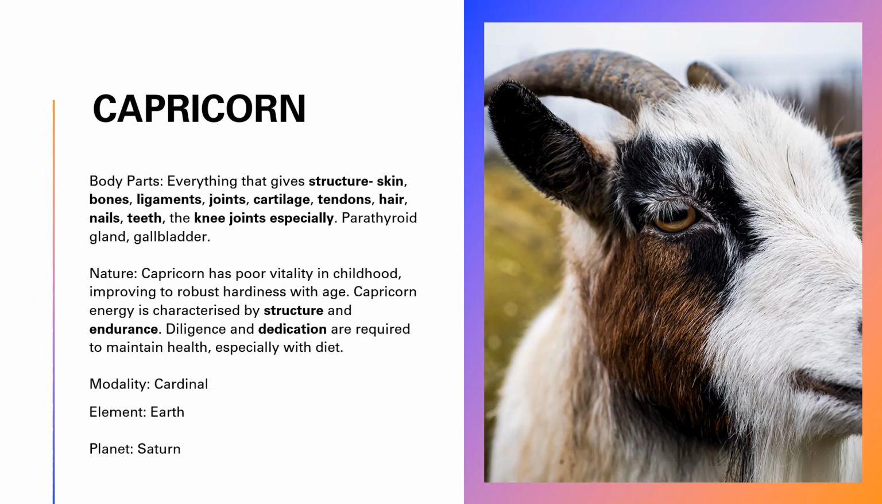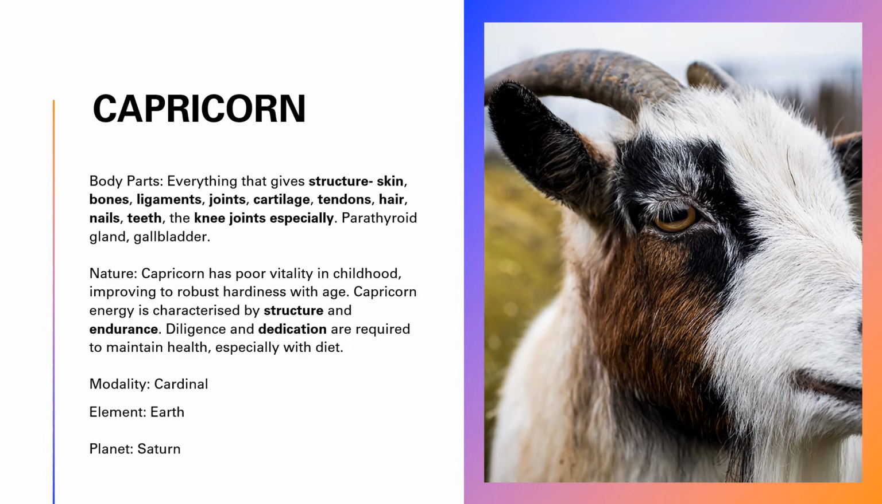Capricorn generally, like a Capricorn sun, will have poor vitality in childhood, improving to robust hardiness with age. And that's because, like I said, the nature of Capricorn is everything that gives structure. A lot of these structures don't harden and become strong until you get a bit older. So Capricorn has that robustness that comes with age. Capricorn energy is characterized by structure and endurance. So we think of the goat, even though Capricorn technically is the sea goat, so it's half goat, half fish. Some people will just say it's a goat.